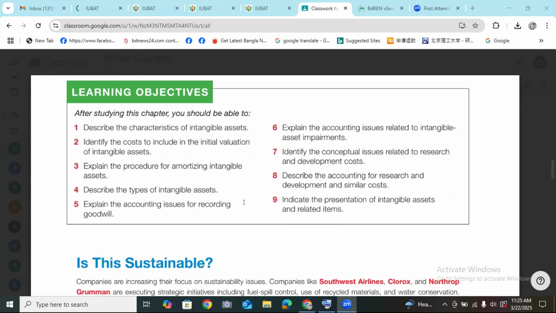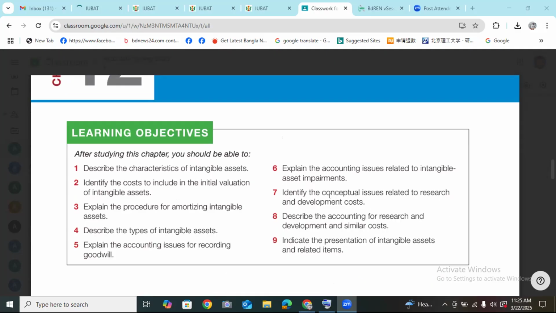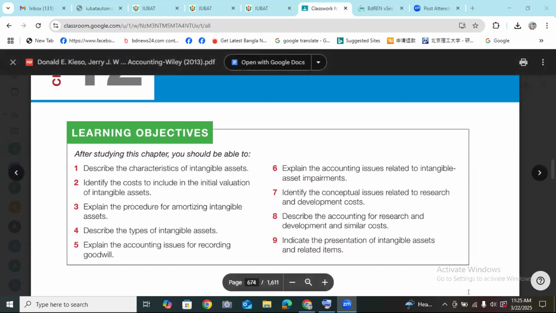learning objectives. Okay. My electricity come, and then I will now I will join with my Wi-Fi. Okay, for better connection.